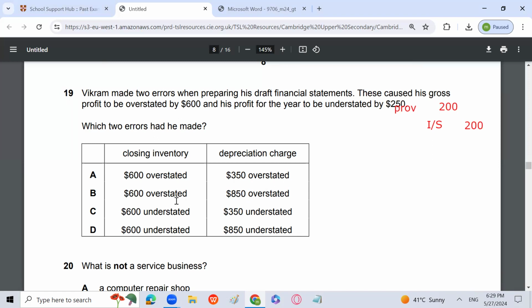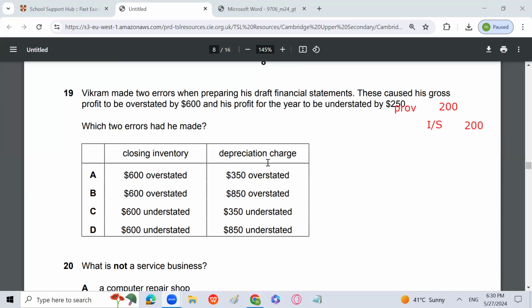If you overstate the closing inventory, cost of sale will decrease and gross profit will be overstated. B is the answer. That's right, 600 overstated and 850 overstated. I repeat again because this is a little difficult MCQ. When closing inventory is overstated by 600, cost of sale will decrease and GP will be overstated by 600.